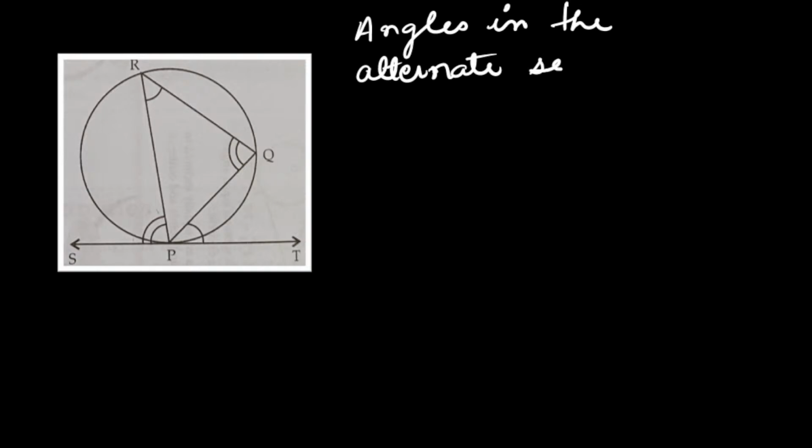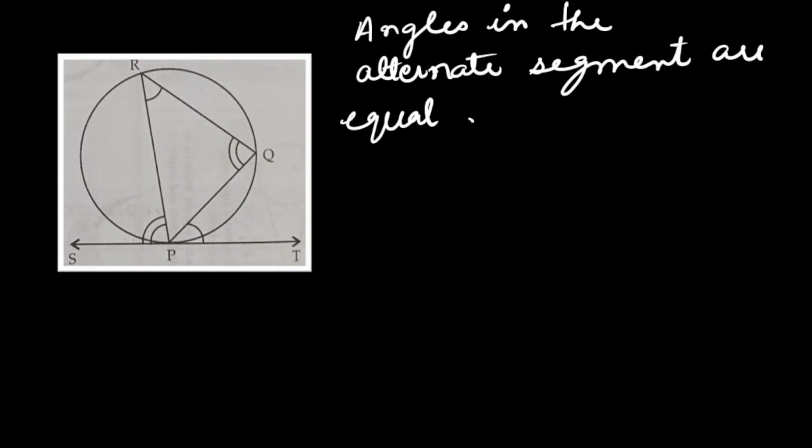Let's learn the third property. This is a property of a circle known as angles in the alternate segment. Angles in the alternate segment are equal. So let's understand this.